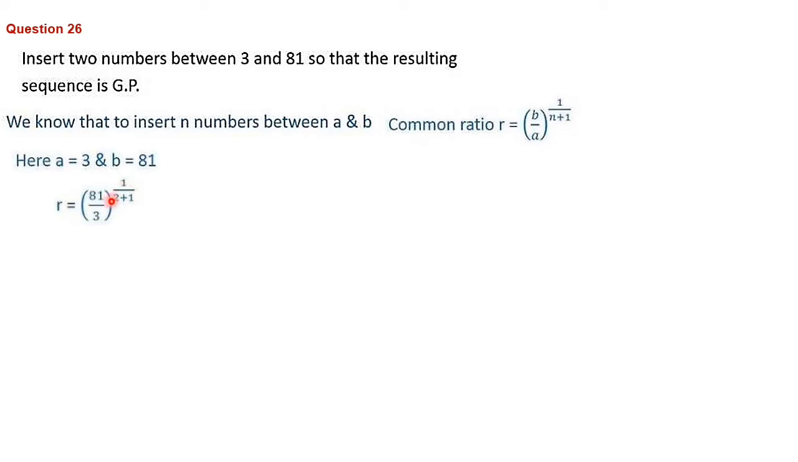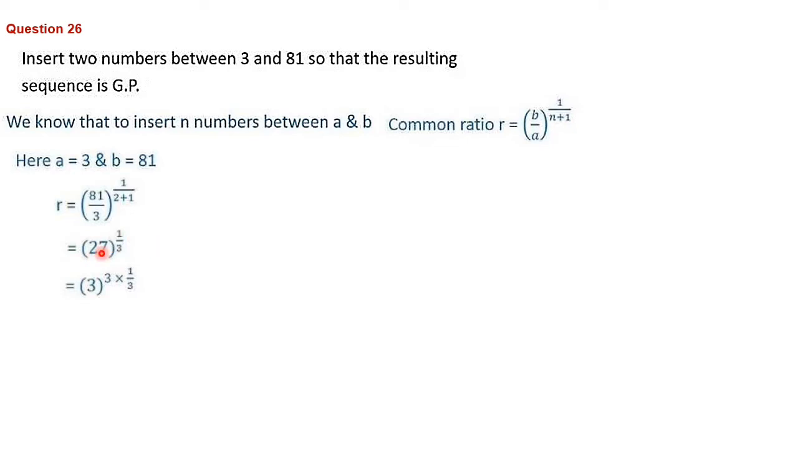Here we are asked to insert two numbers, so n is 2. So 2 plus 1, 1 divided by 2 plus 1. So that is 81 by 3. When we cancel, we will be getting 27. 27 power 1 by 3 will be coming. 27 power 1 by 3 means it is the cube root of 27. That is the way we can write. Or else this 27 we can write as 3 cube. Both are correct only. 27 power 1 by 3 directly we can write as 3 because cube root of 27.